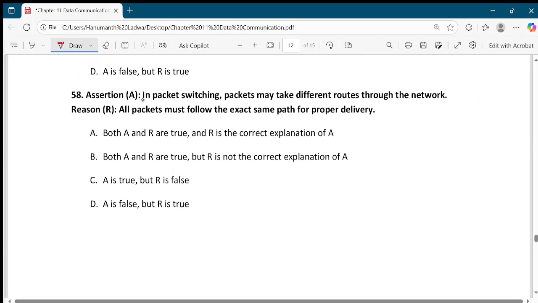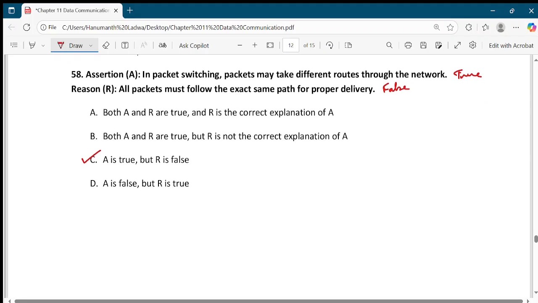Question number 58. Assertion A. In packet switching, packets may take different routes through the network. Yes, this is true. Reason R: all packets must follow the exact same path for proper delivery. No, this statement is false. So here you can observe option C, A is true but R is false is the right answer.